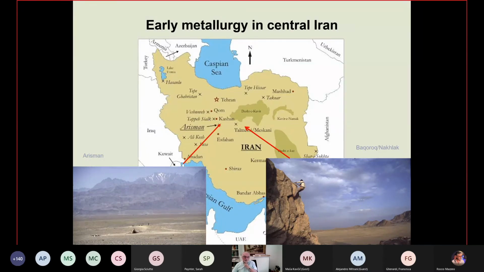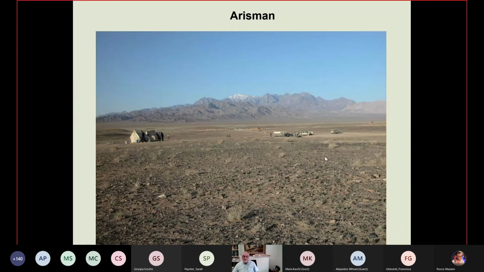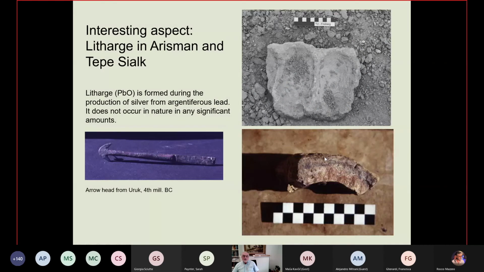Here we have a study of the site of Arisman, here south of Kashan in central Iran, and the whole plain is filled or covered with slag of the late 4th and early 3rd millennia BC. And we also found there something. Here you see the site itself.